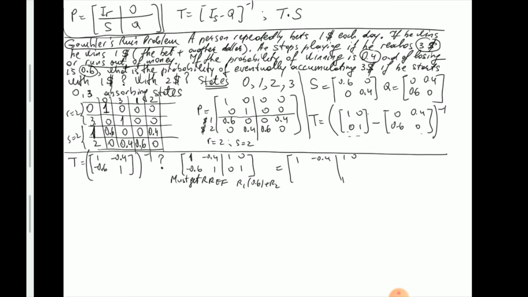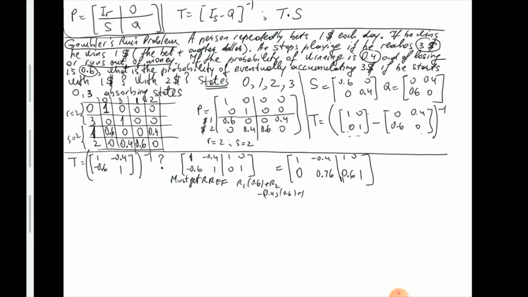So 0.6 times 1 minus 0.6 is going to be 0. The next entry, which is minus 0.4 times 0.6 plus 1, that's going to be 0.76. Then it's going to be 0.6. And then it's going to be 1. Again, slow down and follow up with the calculator if you need to.